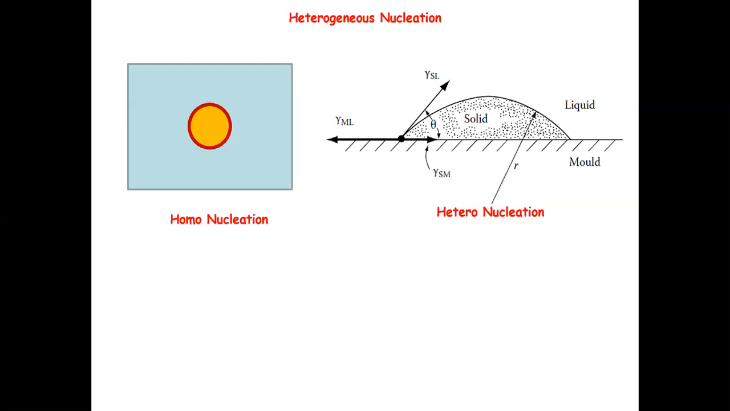So anyway, we see that in most cases, if you talk about a container, the nucleus or the solid is apparently more favorable to form on the wall, at the bottom of the container. So we call this heterogeneous nucleation, because it's not that you have a pure solid nucleus formed within the bulk. It's that you have a solid involving an existing interface.